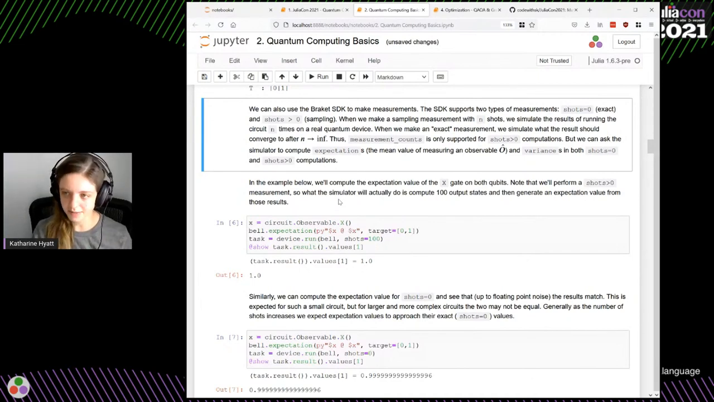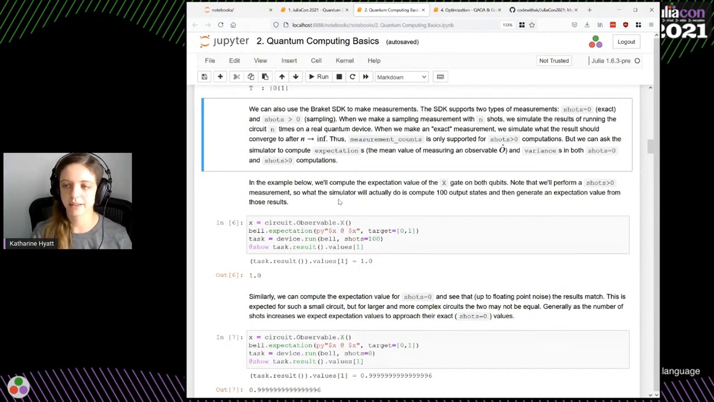But when we make an exact measurement, we're going to simulate what the result ought to converge to if I made infinitely many measurements. So for example, in the Bell example above, if I ran an infinite number of shots, or what we in the SDK call shots equals zero, the measurement probabilities of 00 and 11 should be exactly 0.5 each. And so for this reason, measurement counts is only supported for sampling, or shots greater than zero, computations.